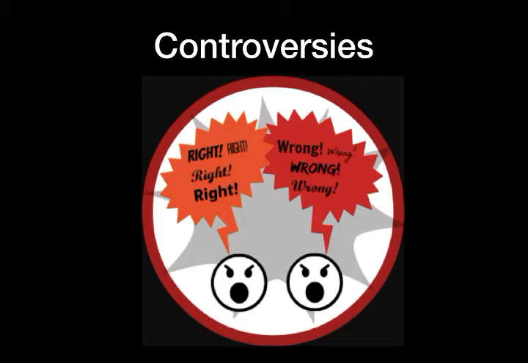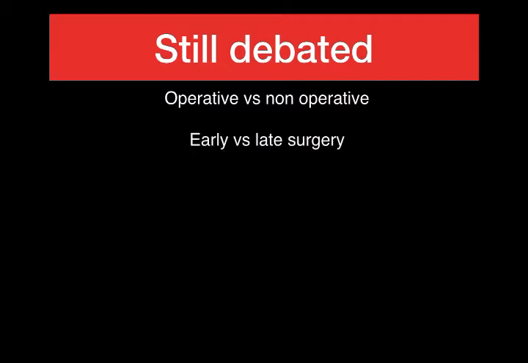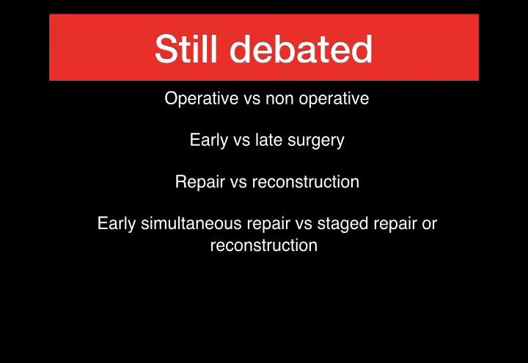But what after that is a controversial matter. The still debated topics are whether these cases should be managed operatively or non-operatively, and if planned to manage operatively, whether they should be managed early, that is less than 3 weeks, or late, more than 3 weeks, whether repair or reconstruction should be done for the ruptured ligaments, and whether early simultaneous repair should be done or staged repair or reconstruction.